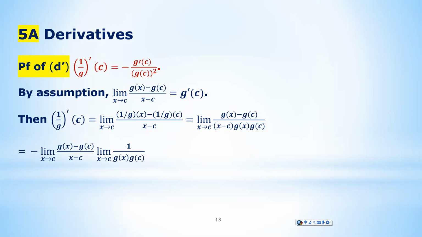Now you're taking the limit. The first limit corresponds to G prime c by the derivative concept, and for the second one, as x goes to c, you just get 1 over Gc times Gc, that's Gc squared. Since Gc is assumed to be not equal to 0, this formula works. So that's the quotient rule. Any questions?